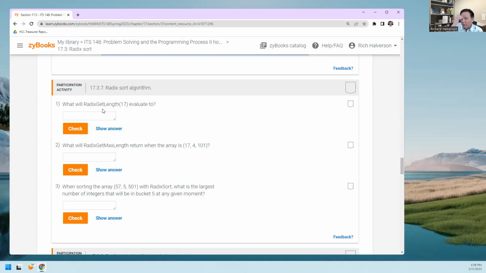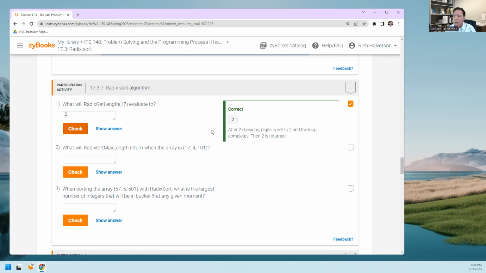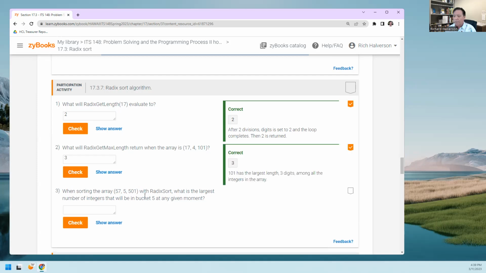Okay, and so what will get radix length of 17 evaluate to? Well, 2, because there's 2. I think it's 2. Yeah, it is 2. Get the radix length in return when the array is this. Okay, well, this is the biggest number, so it's going to be 3, and so on.